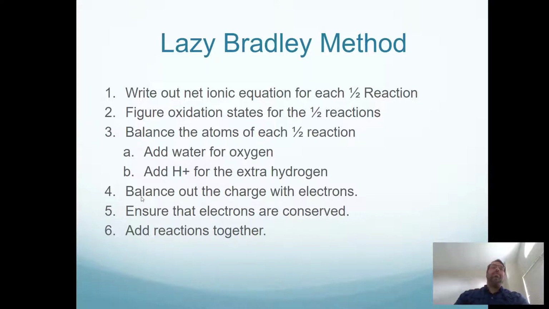Okay. For number 4, we're going to go ahead and balance out our charges with electrons. So that means that we're going to have an electron charge on the top one and an electron charge on the bottom one.